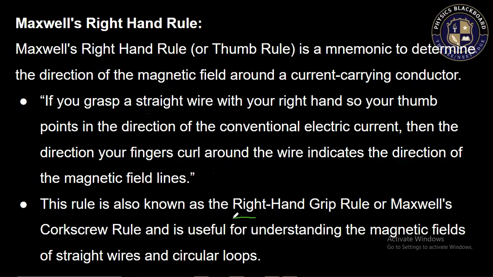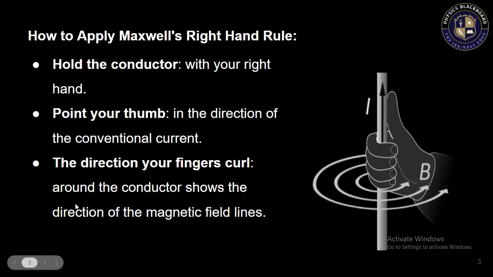This is also said to be the right-hand grip rule, or we can also call this Maxwell corkscrew rule. We use this rule not only in the case of linear conductors, but also in circular loops. Further, we will see how this is used in circular loops. Moving to the next one.